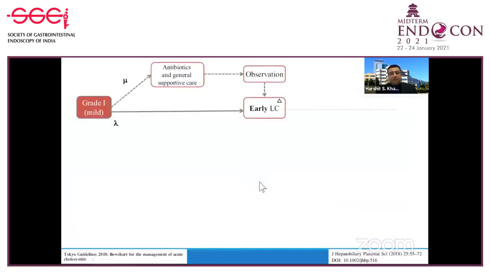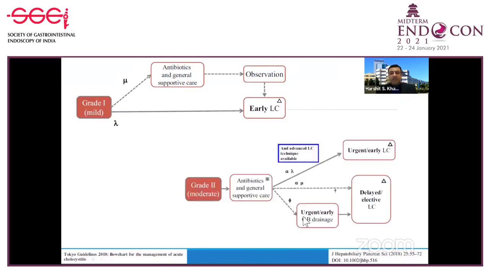As per the Tokyo 2018 consensus guidelines, patients with grade 1 or mild cholecystitis usually end up with supportive care and an early cholecystectomy. However, patients with grade 2 or moderate cholecystitis may not be immediate surgical candidates, and they initially require medical management with antibiotics and supportive care, and may require an urgent or early gallbladder drainage as a bridge to their surgical intervention eventually.